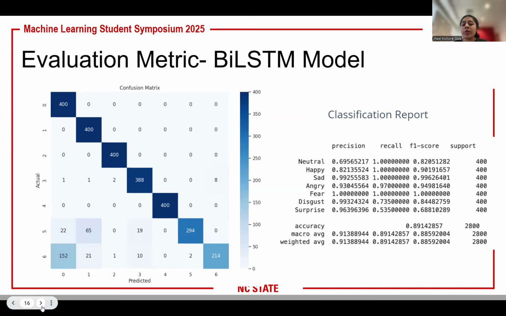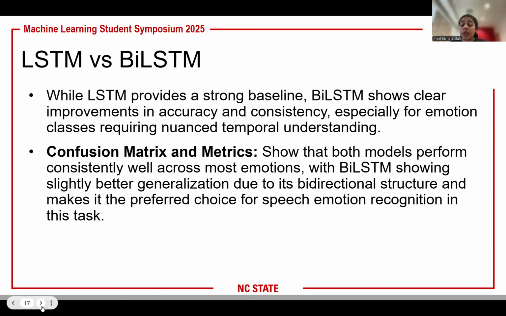Key takeaways. While LSTM provides a solid baseline, BiLSTM shows clear improvements in both accuracy and consistency, especially in recognizing emotions requiring nuanced temporal understanding. The confusion matrix and other evaluation metrics indicate that BiLSTM performs slightly better, making it the preferred choice for emotion recognition in speech.